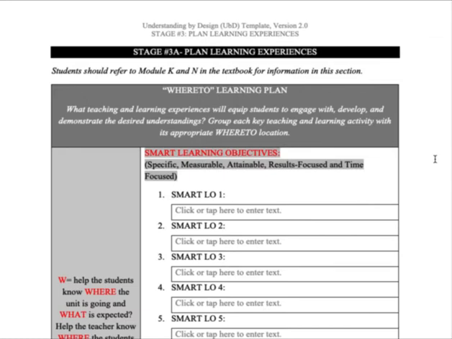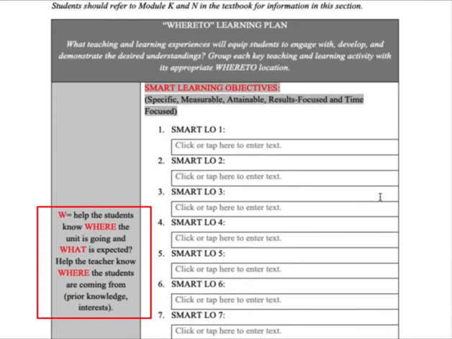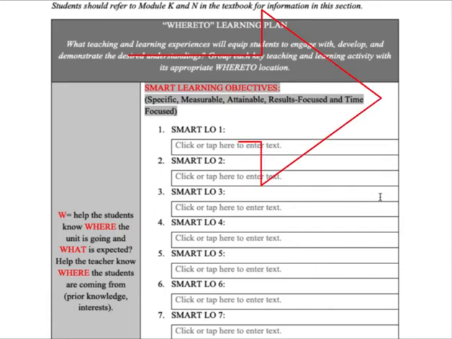2, acceptable evidence. We will design teaching and learning experiences that will equip students to engage with, develop, and demonstrate desired understandings. We will start with W. For W, we will let students know where we are going in the unit, what the expectations are, and help teachers know where the student is coming from in terms of prior knowledge. We will develop SMART learning objectives that are specific, measurable, attainable, results-focused, and time-focused.